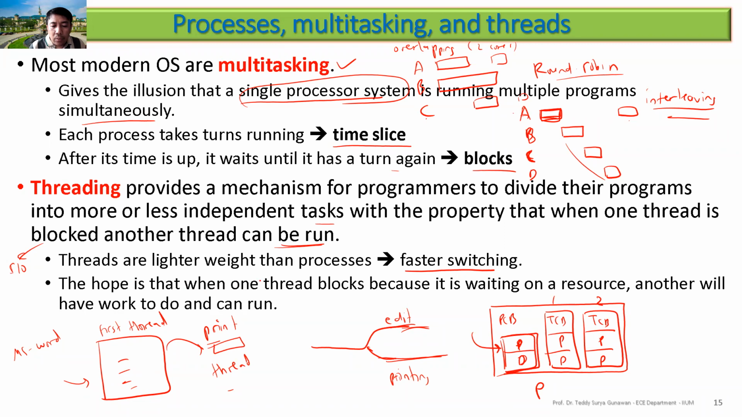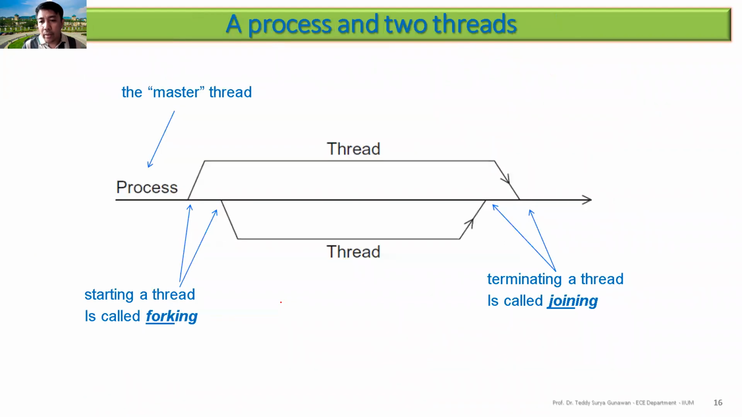So the hope is that when one thread blocks because it is waiting on a resource, another will have work to do and can run. So you can have optimum CPU utilization. The CPU is not idle, and you want to maximize the CPU. Visually you can see it like this.